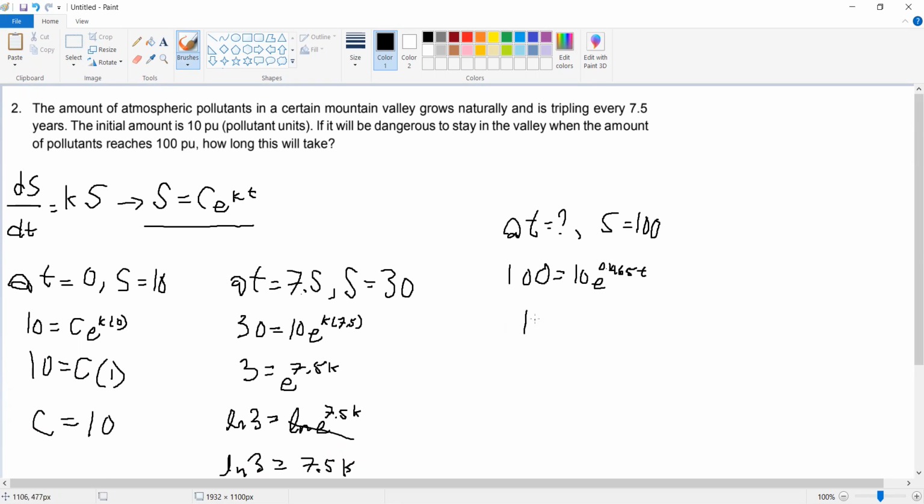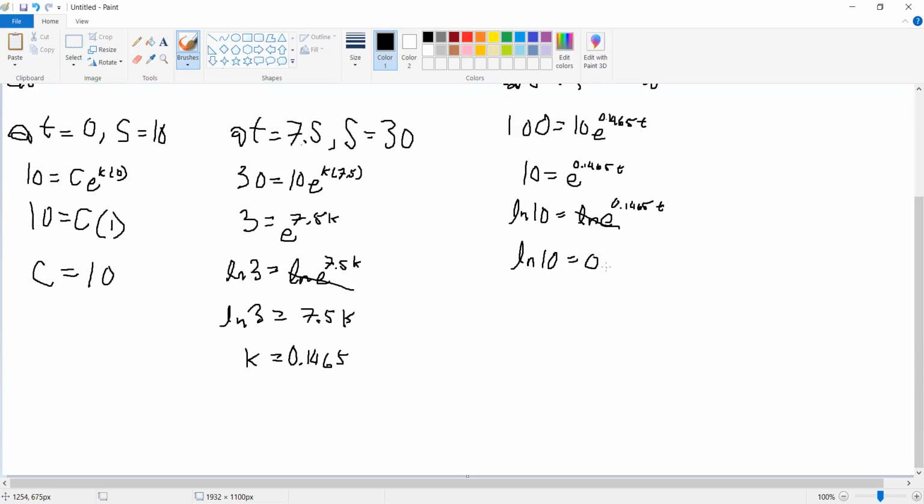Divide both sides by 10, magiging 10 is equal to e raised to 0.1465 t. ln both sides, magiging ln 10 is equal to ln e raised to 0.1465 t. Okay? Then, magiging ln 10 is equal to 0.1465 t. Divide both sides by 0.1465. t is equal to approximately 15.72. So this is the correct answer, 15.72 years.